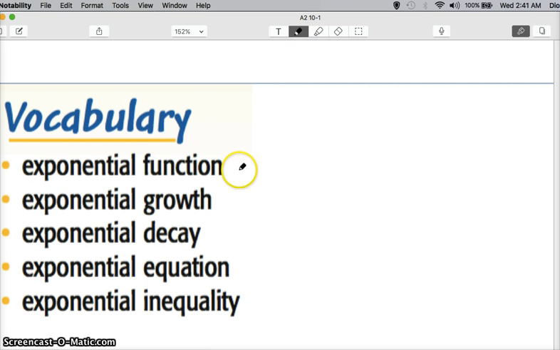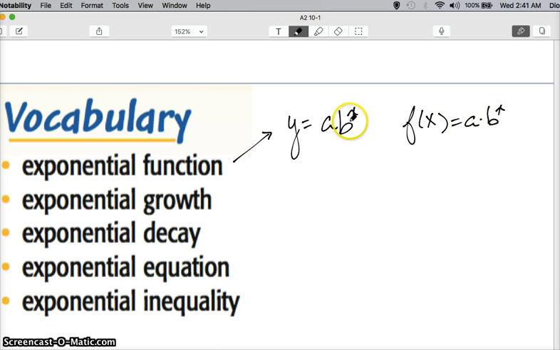Our vocabulary today starts with exponential function, and an exponential function looks like this: y equals a times b to the x, or of course, in function notation, f of x equals a times b to the x power. And a can be any value aside from 0, and b must be greater than 0 and also cannot equal 1. If you think about it, 1 to any power will just be 1, and so we'd actually end up with a horizontal line.